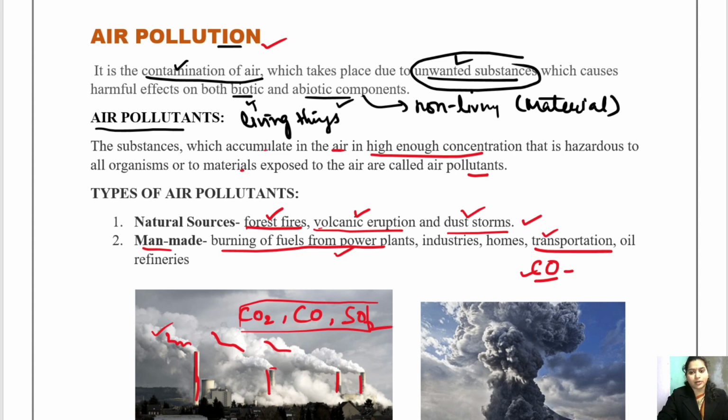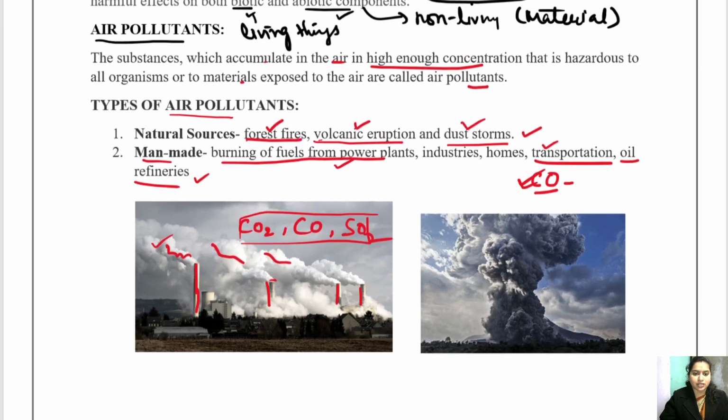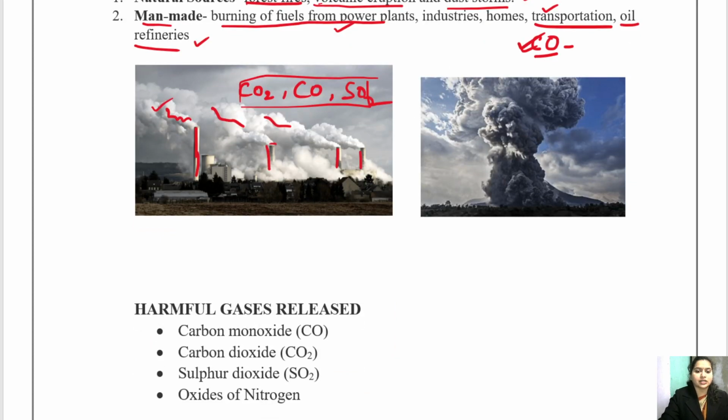So from automobiles also carbon monoxide is released. Oil refineries are also releasing very harmful gases. So these are certain human-made activities which cause air pollution, and they are called air pollutants. Children, these harmful gases like carbon dioxide and carbon monoxide are released from these activities.